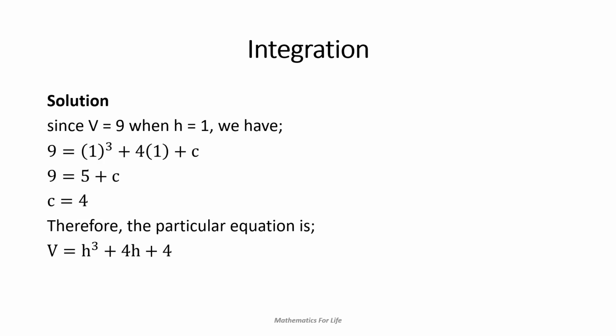Therefore, since v is equal to 9 when h is equal to 1, we substitute in the general equation that we found and solve for the value of c. And so we are going to have 9 is equal to 1 cubed plus 4 into 1 plus the constant c. When we solve for the value of c, we are going to get c is equal to 4. So therefore, replacing the arbitrary constant c with the value that we found, we are going to have the particular equation being v is equal to h cubed plus 4h plus the arbitrary constant, which in our case becomes 4.